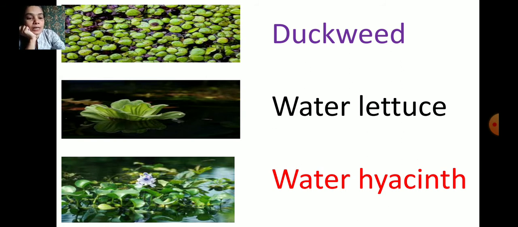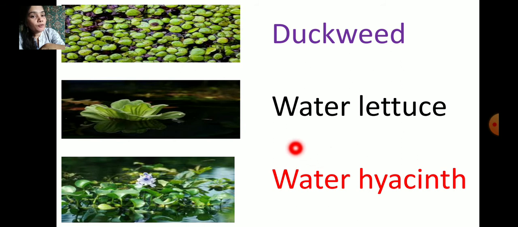These plants float freely on the top of the water, so they are called floating plants. What are the examples of floating plants? Duckweed, water lettuce and water hyacinth.